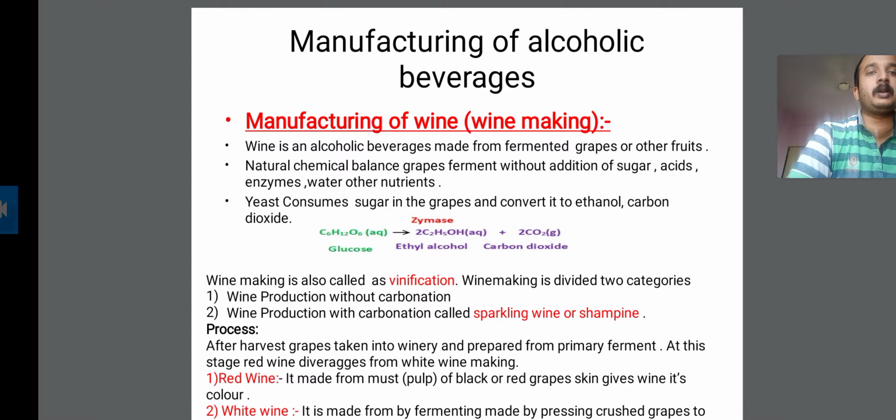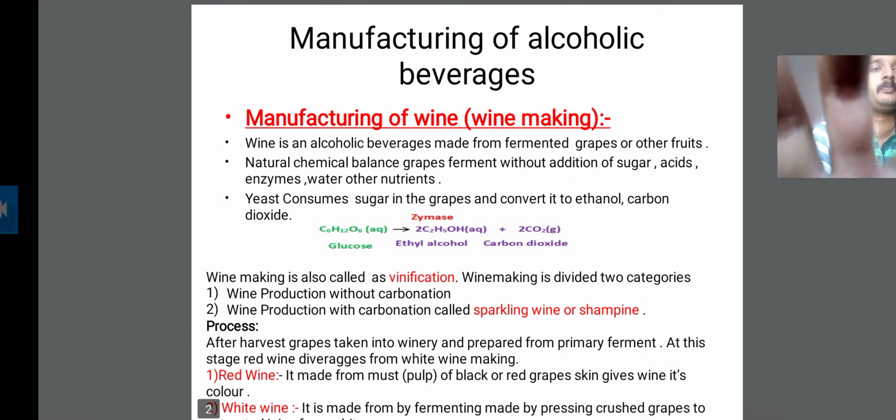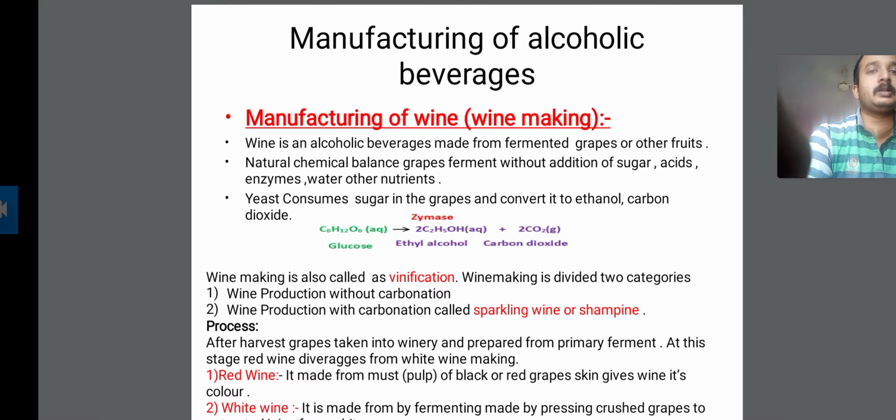The third point is that yeast consumes the sugar in the grapes and converts it to ethanol and carbon dioxide. You add yeast into the fermentation process of the grapes, and that yeast consumes the sugar in the grapes and converts it to ethanol and carbon dioxide. Look at this reaction.